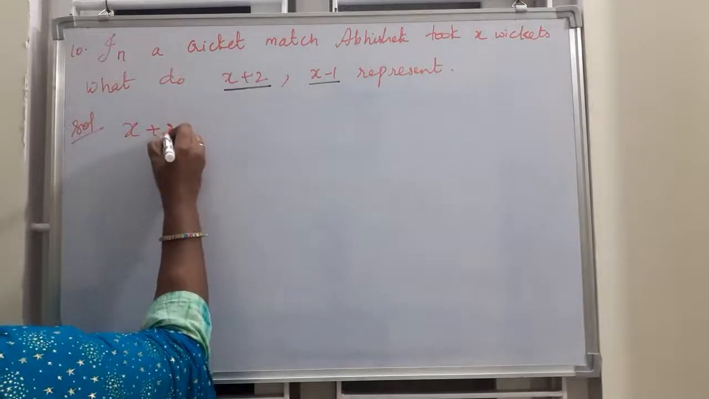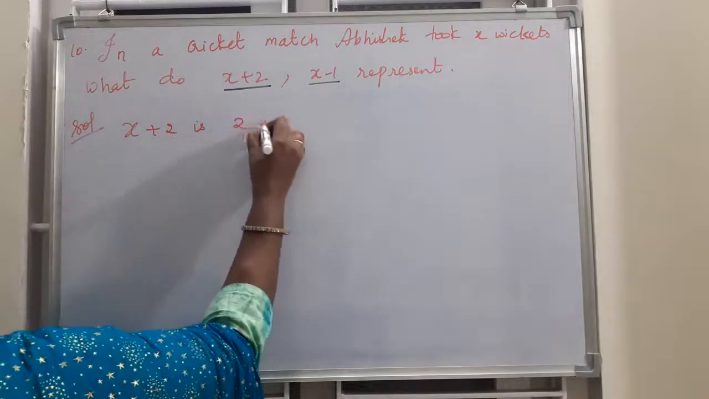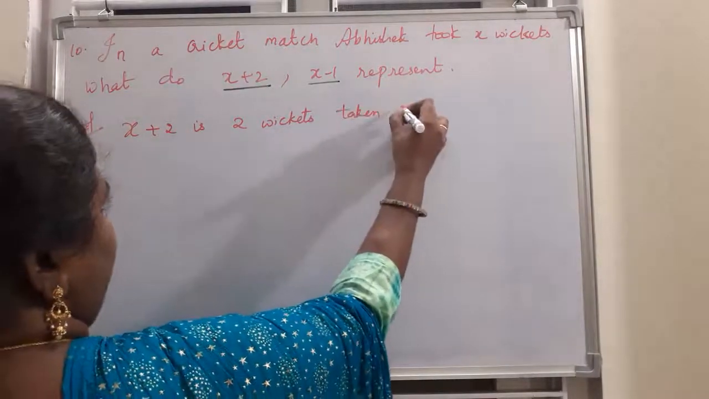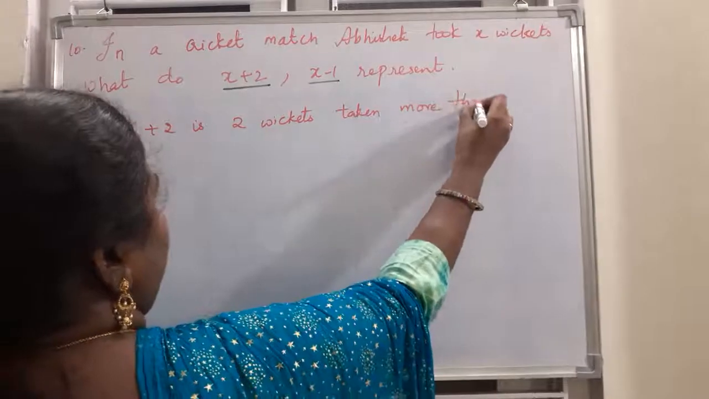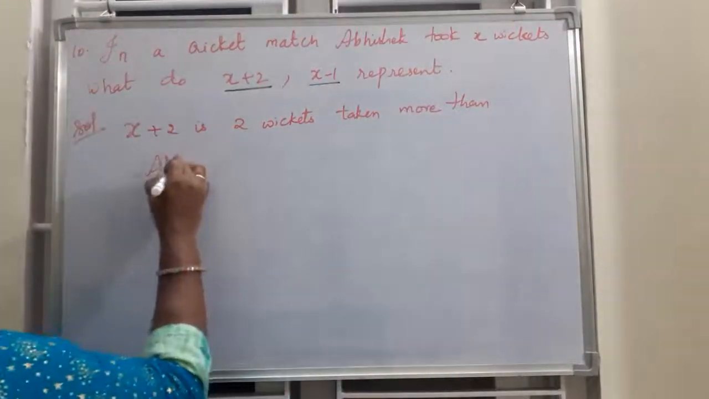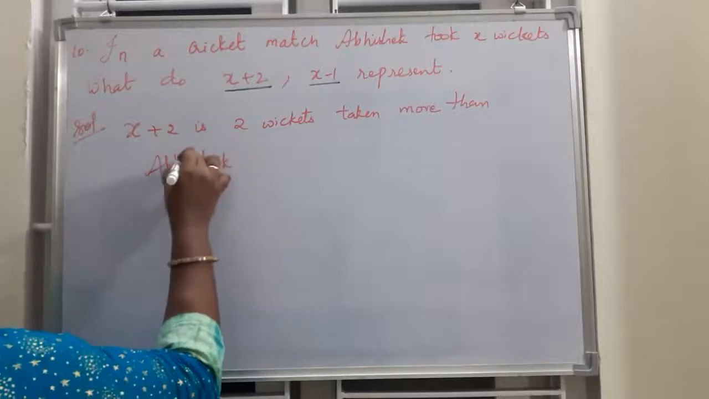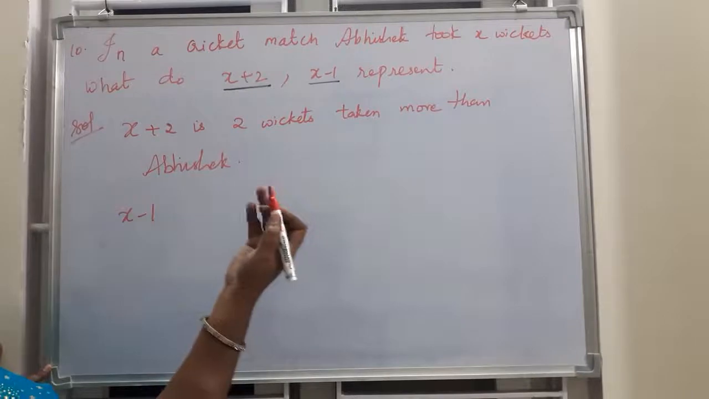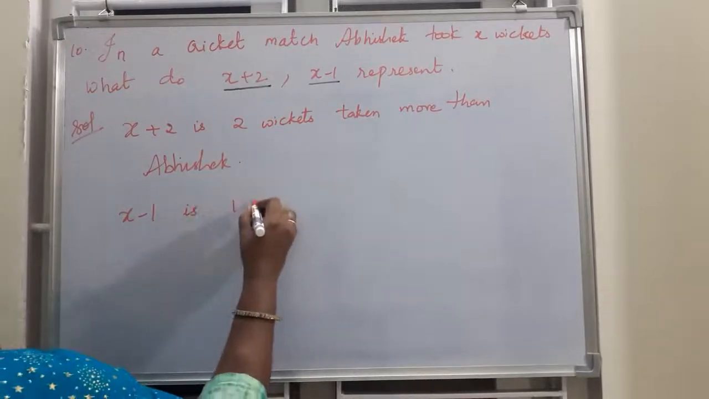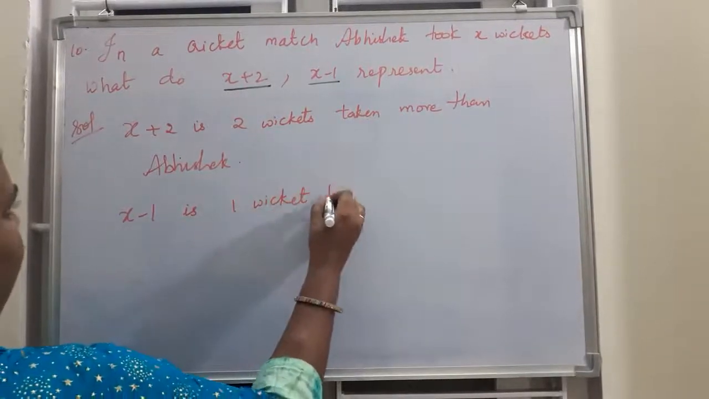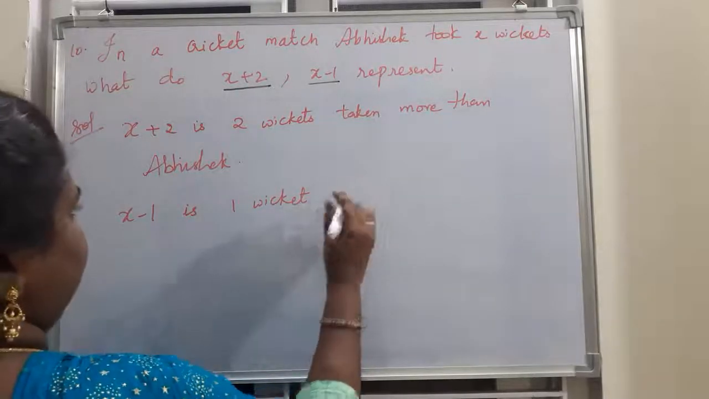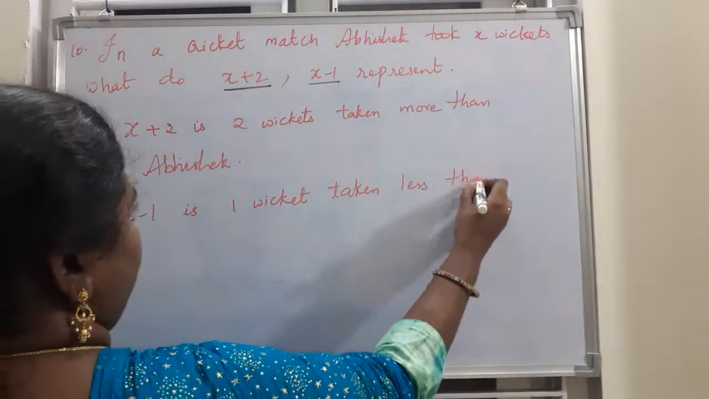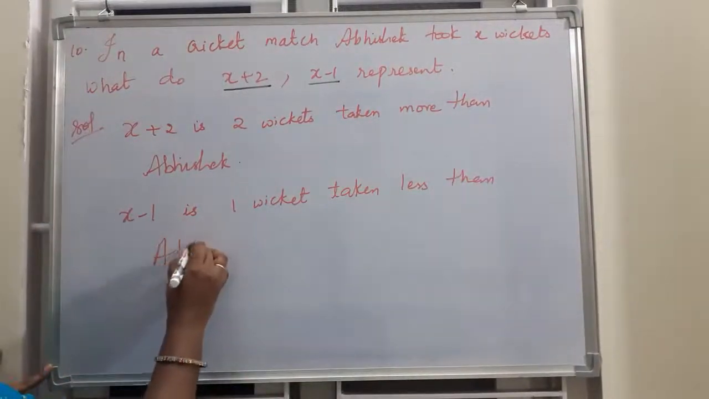So x plus 2 is 2 wickets taken more than Abhishek. Then the second one is x minus 1. x minus 1 represents, or you can just write, x minus 1 is 1 wicket less than, or taken less than, Abhishek.